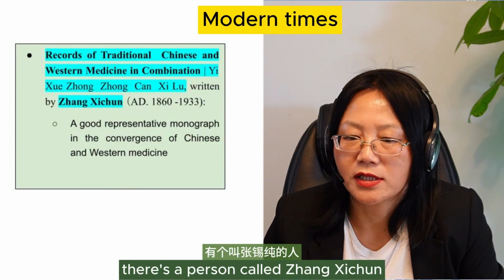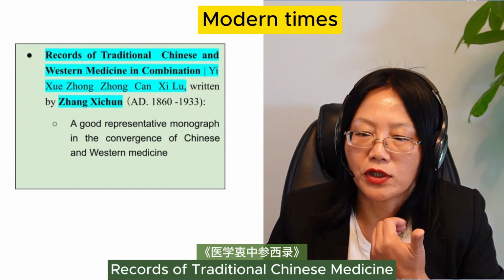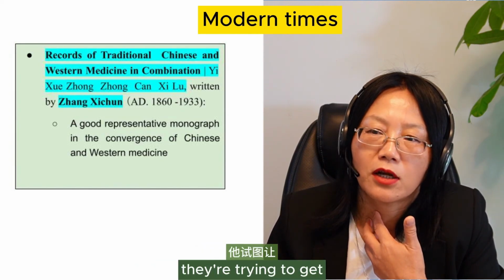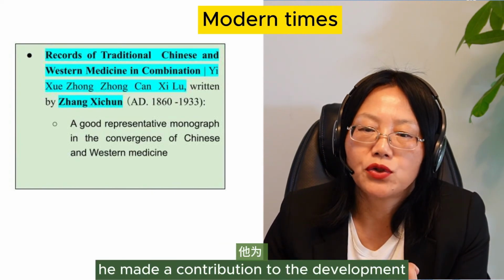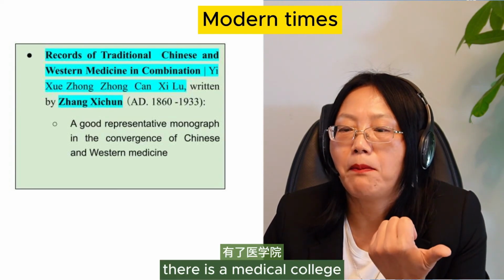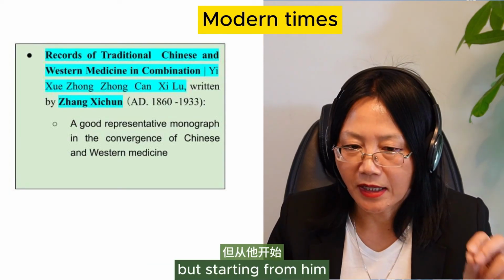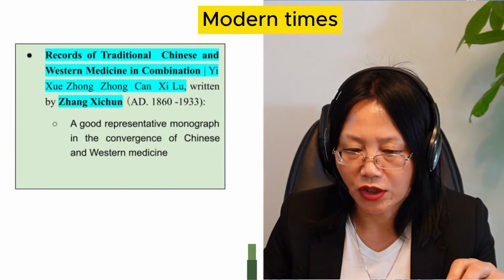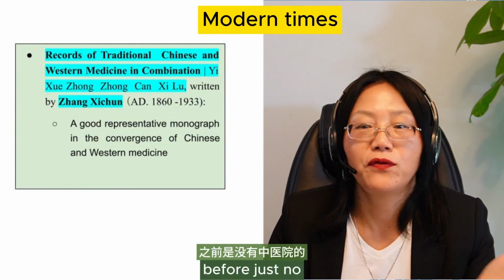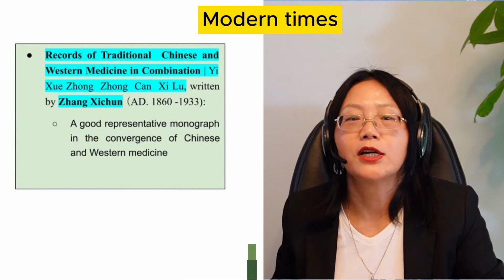Here, there's a person called Zang-fu. He realized the situation. He published a book called Records of Traditional Chinese and Western Medicine in Combination. Many times, they're trying to get a combination of both. He made a contribution to the development of traditional Chinese medicine. Since then, there is a medical college. Before, the way of learning was following a master. Starting from him, there was first the medical college, and he's also the one who created the first TCM hospital. Starting from there, things are changing.